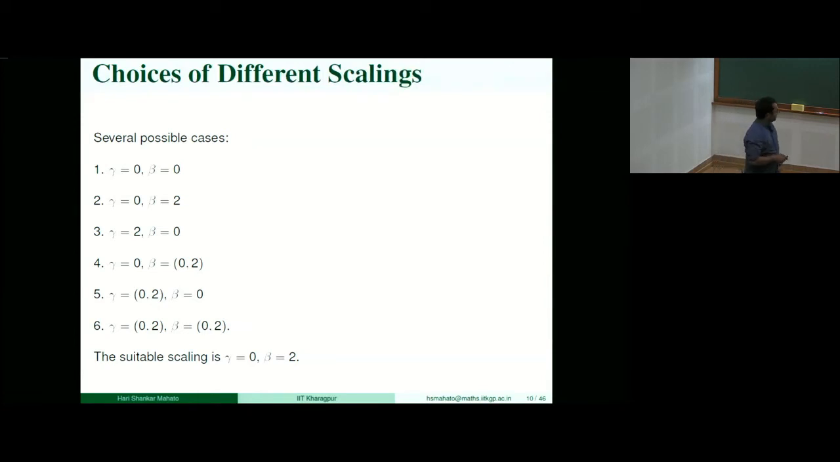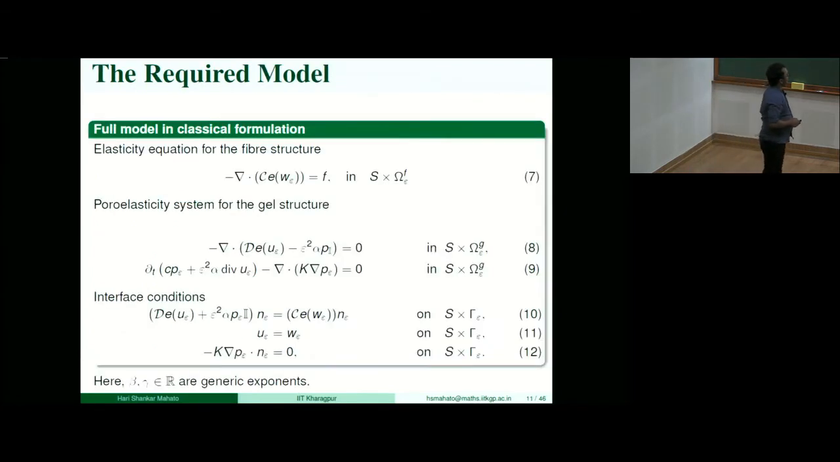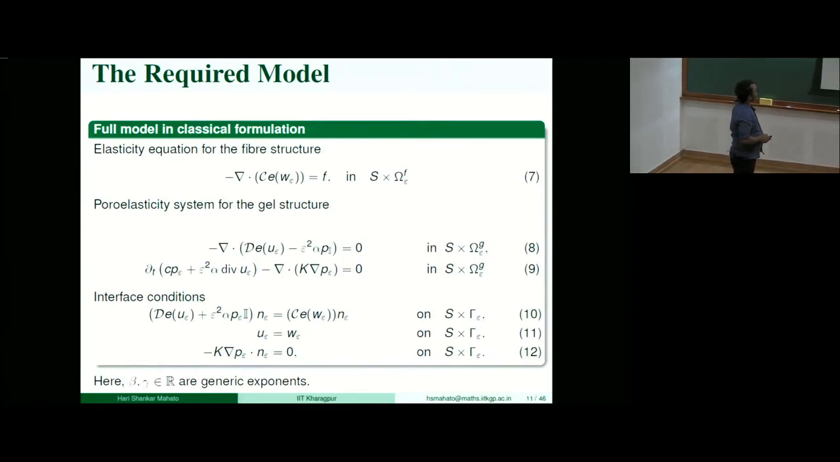Now, for us, the most suitable scaling was taking gamma equals to 0 and beta equals to 2. So we verified most of these cases, and it turns out that this one was something that we wanted to study. All right. So then the required model, where we considered epsilon square and epsilon to the power 0 in our model.